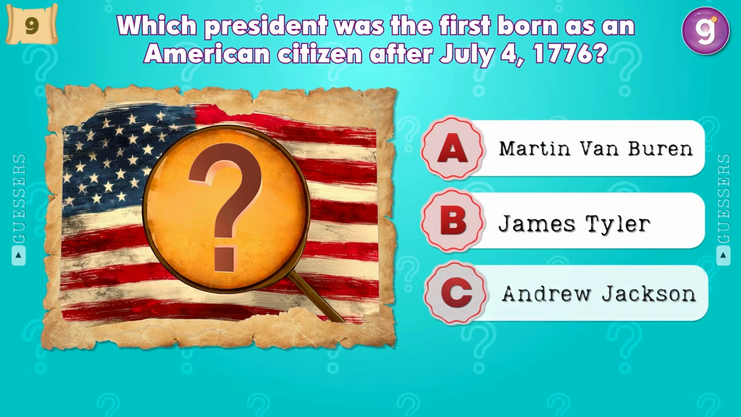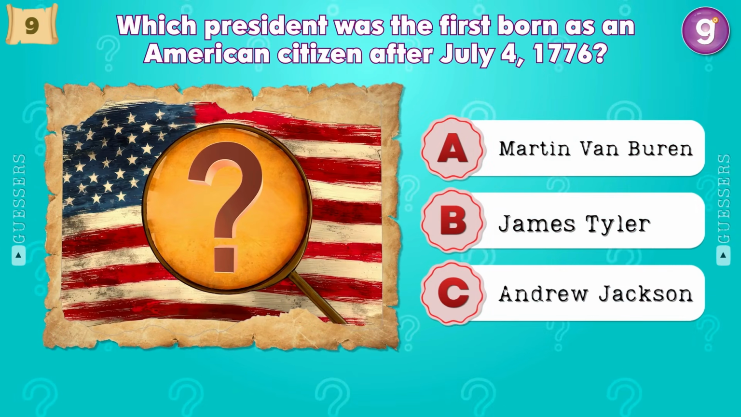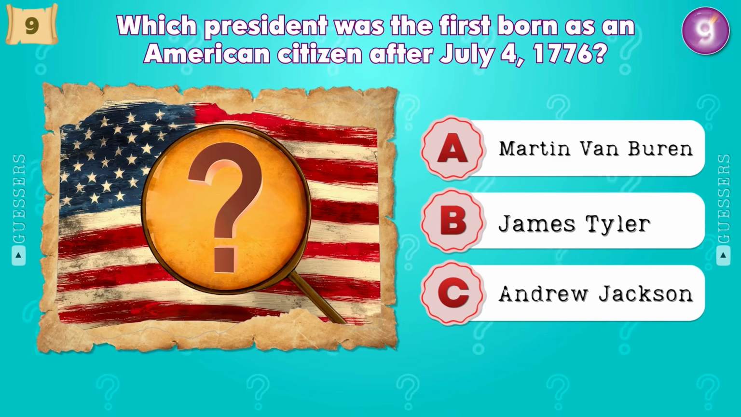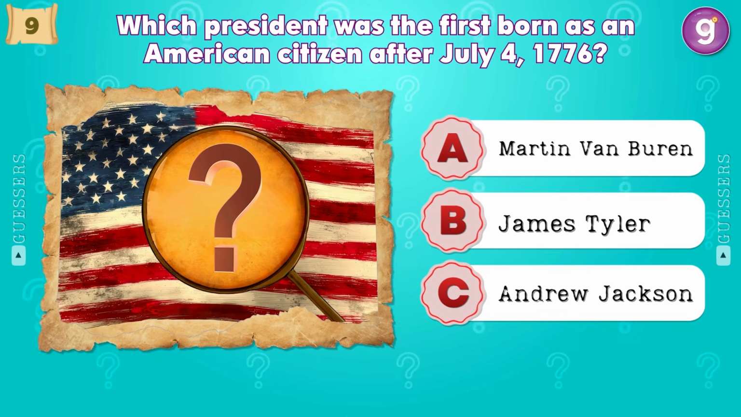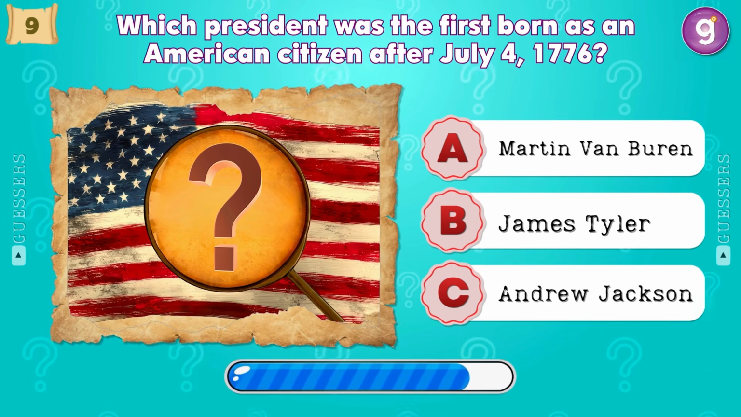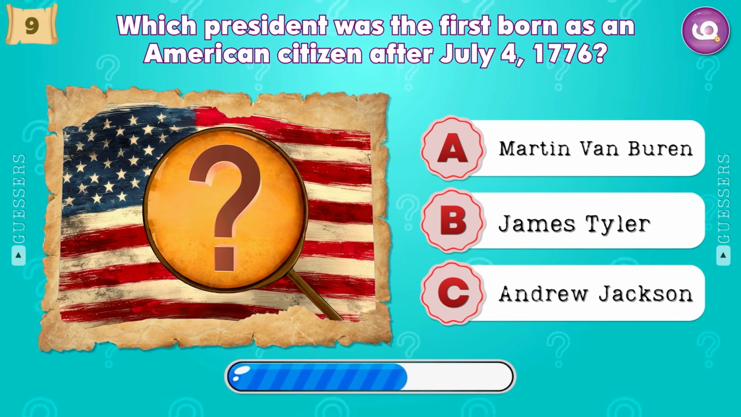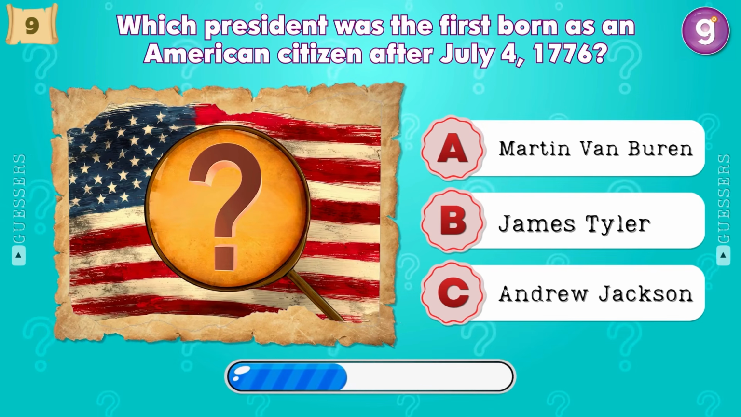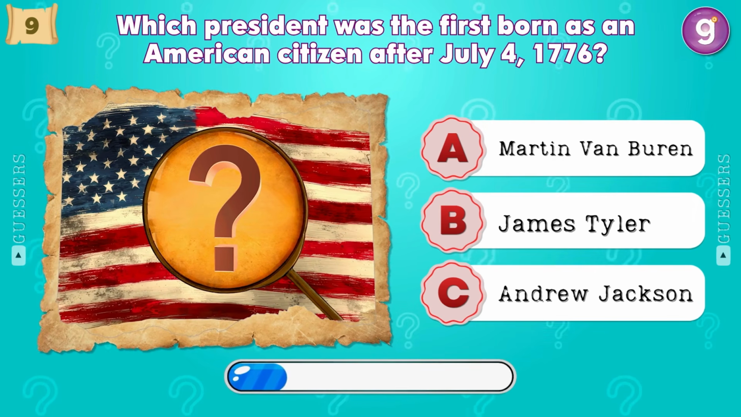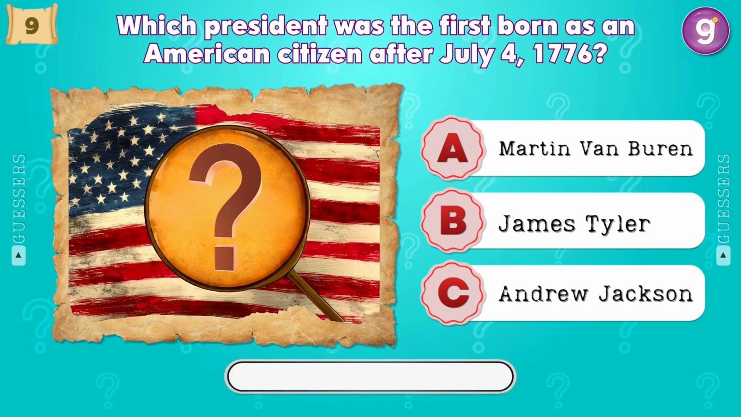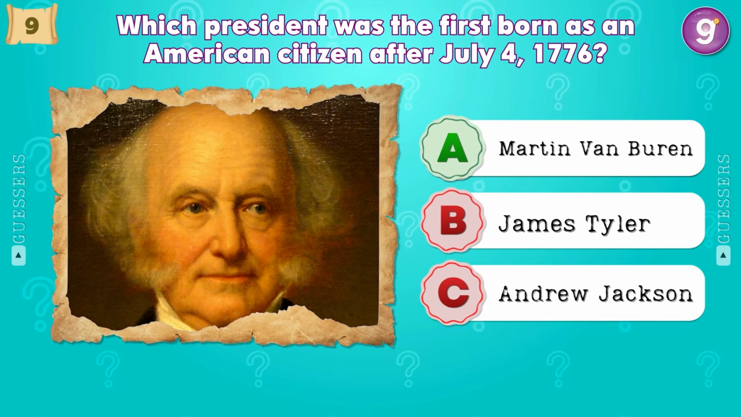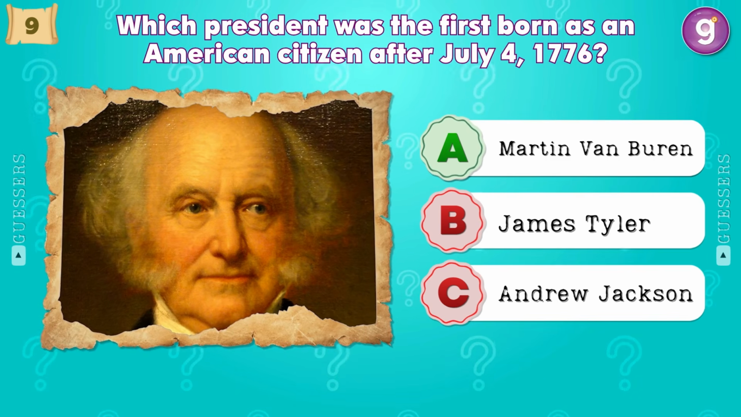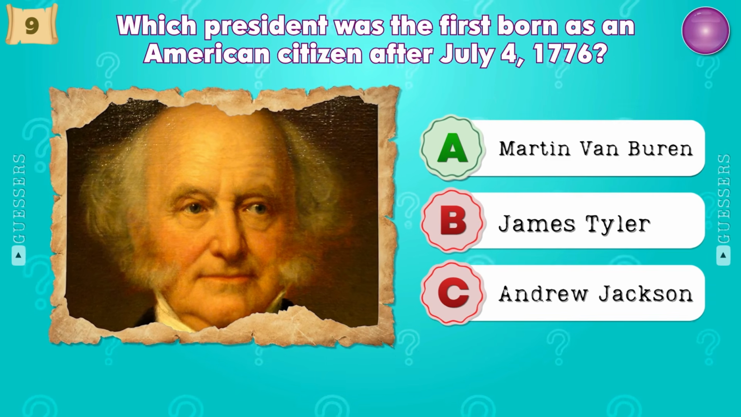Which president was the first born as an American citizen after July 4, 1776? Martin Van Buren, James Tyler, or Andrew Jackson? Born in 1782, Martin Van Buren was the first president born after the Declaration of Independence.